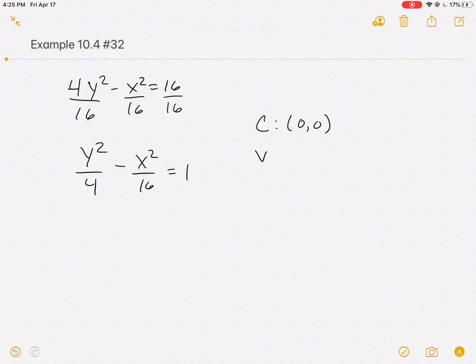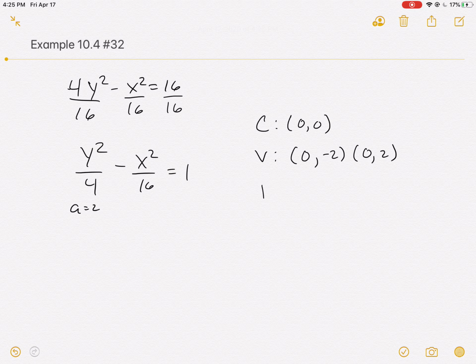Everything is happening to the y. So we have 0, comma, and the square root of 4 is 2. So one of them is negative 2 and the other is 2, right? Because we're going to take whatever that a is and add and subtract it from the y. In our case, a is 2.